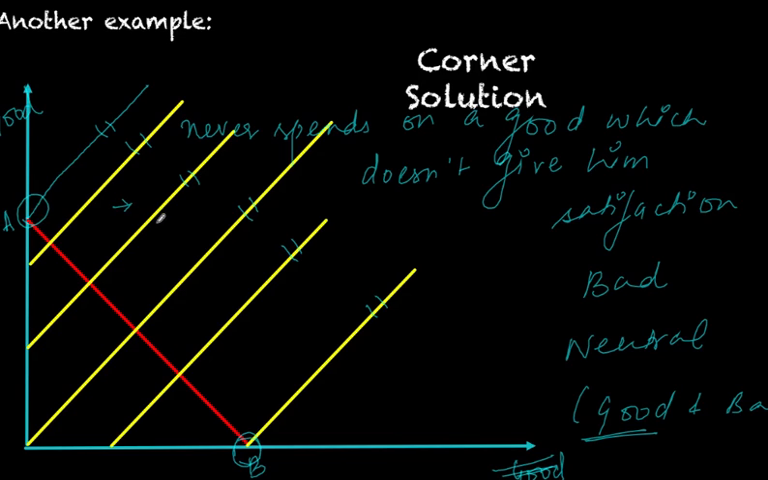If my arrows are pointing this way, then the highest possible IC I have is this one, so it's B. But if the arrows were pointing the other way, then the highest possible point I have is A, so A becomes the equilibrium. We're going to apply this general analysis to a variety of other examples in the other videos, but this is your very, very basic on consumer equilibrium.